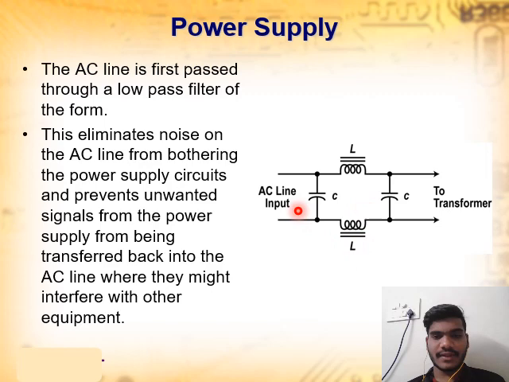This means when the AC power is transferred from the main supply to the home appliances, a low pass filter is between the AC supply and the equipment, which reduces the noise, which prevents the appliances from getting damaged.